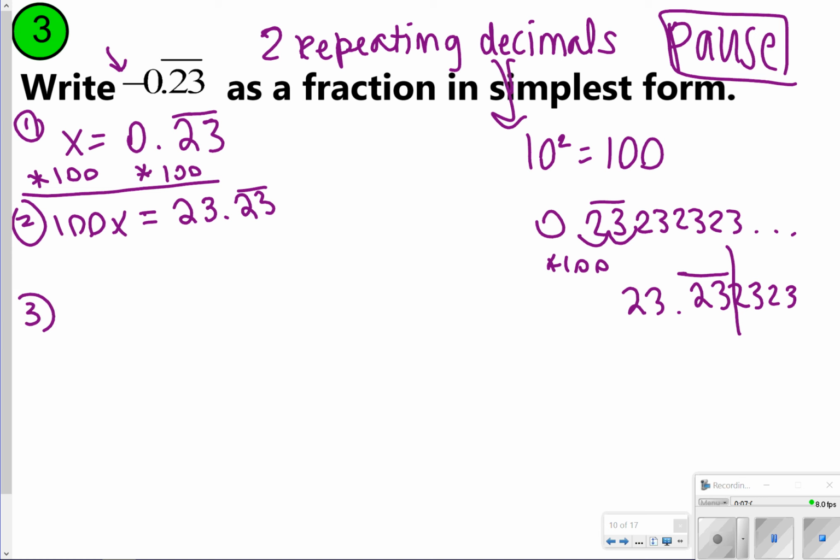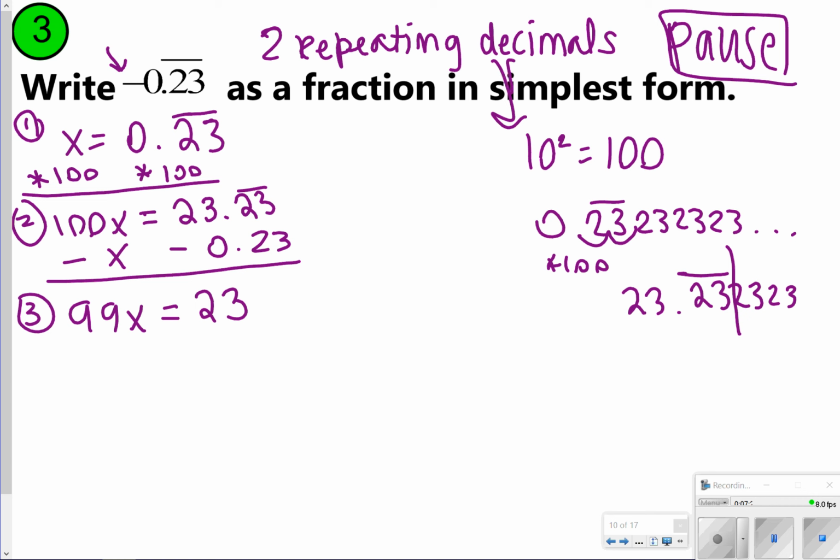Step 3 is to subtract the original equation from both sides. So here I am subtracting the original equation. x is equal to 0.23 repeating. Minus x minus 0.23. 100x minus x is 99x. And 0.23 taken away from 23.23, these basically cancel out, so you're left with a whole number, which is your main goal. You want to try to get a whole number here if possible. Sometimes that won't happen, and you'll see that later on in number 6.